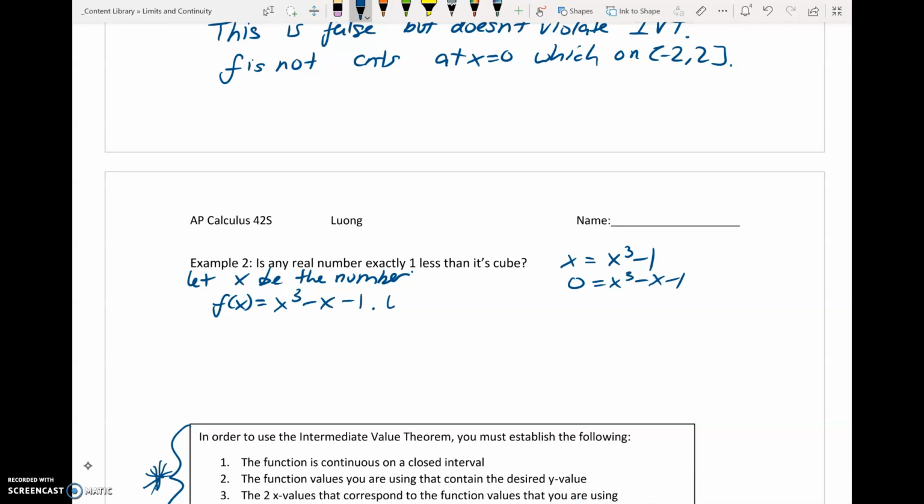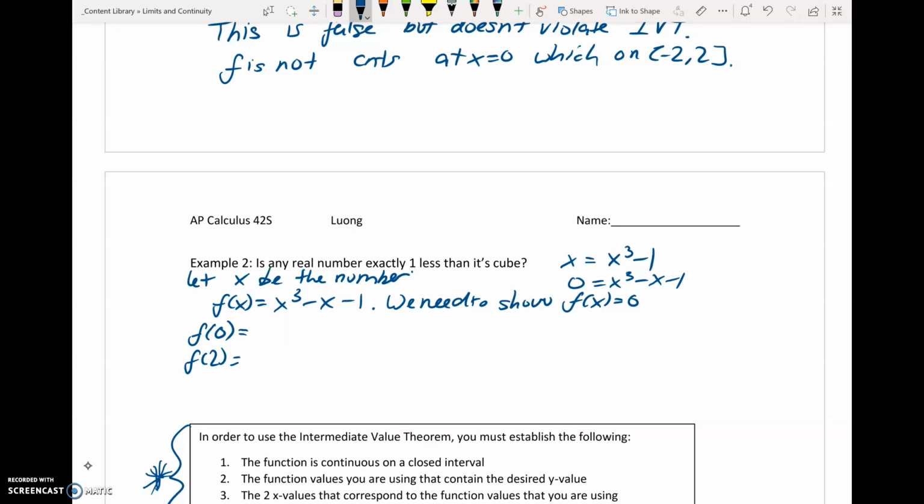And then we need to show that f of x is equal to 0. We can show that f of x is equal to 0 using the IVT. So we need to pick some random endpoints here. So what interval are we going to use? Maybe we could use f of 0 and f of 2 to show that our y values are in between 0. You could use the other numbers too. You don't have to use these.